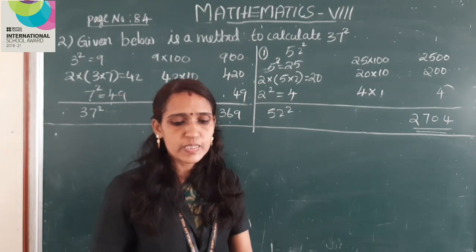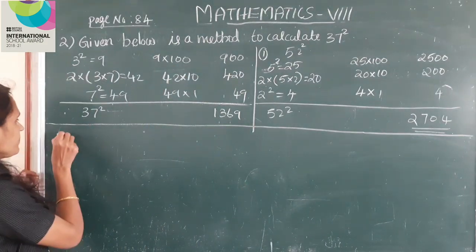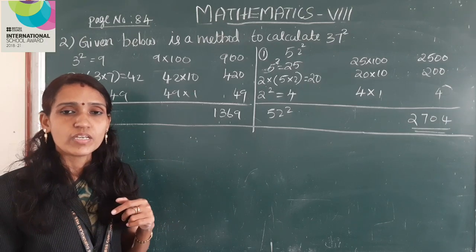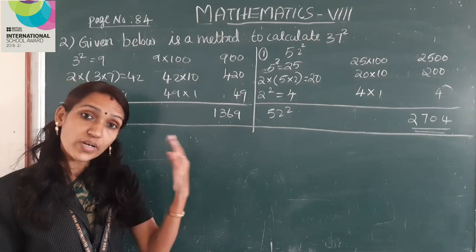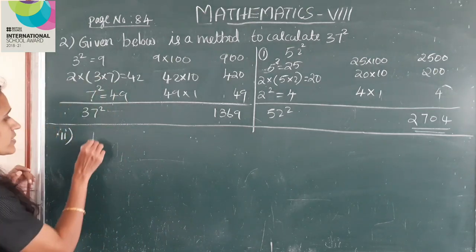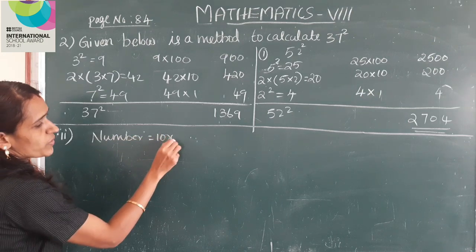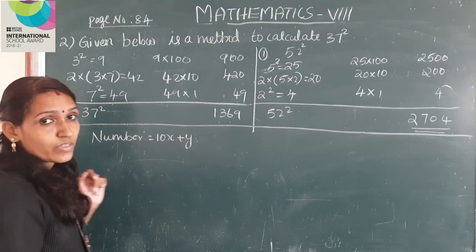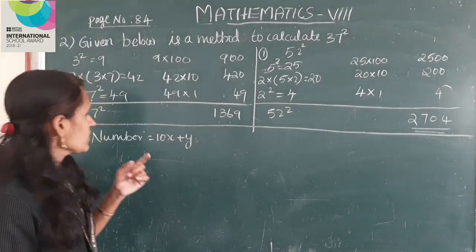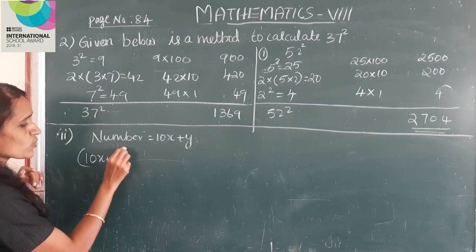Explain why this is correct using algebra. Second question. In a 2-digit number, x is in the ones place and y is the tens place. So the number can be written as 10x plus y. You have already studied in 7th standard, right? Its square is (10x + y) whole square.